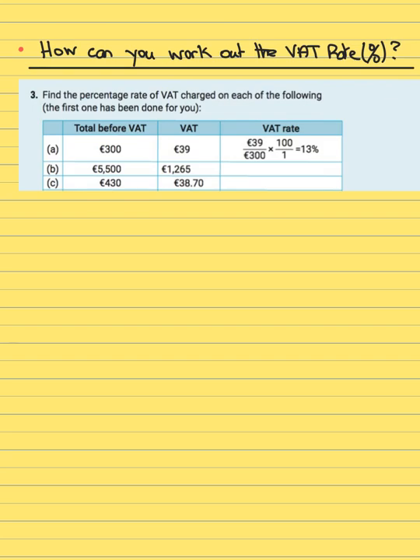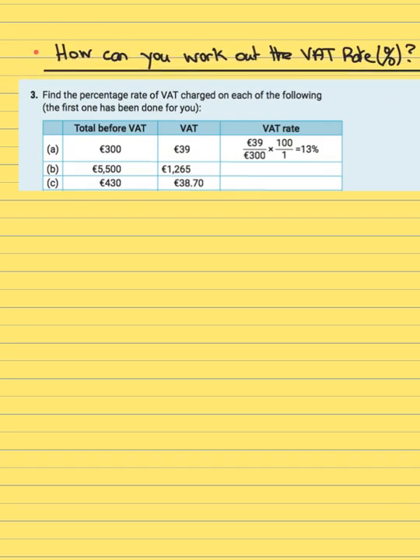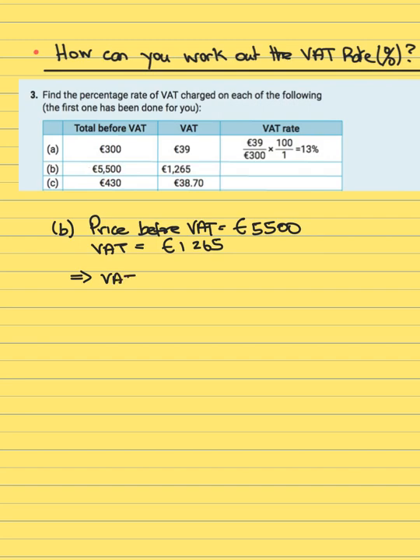And in this question, we're going to actually work out the VAT rate. See how much the VAT rate is, very important. So once again, I'll do part B. The price before VAT is 5,500. And the actual VAT amount is 1,265. Now that is a percentage of 5,500. We have to find out what percent it is, and that's the VAT rate.